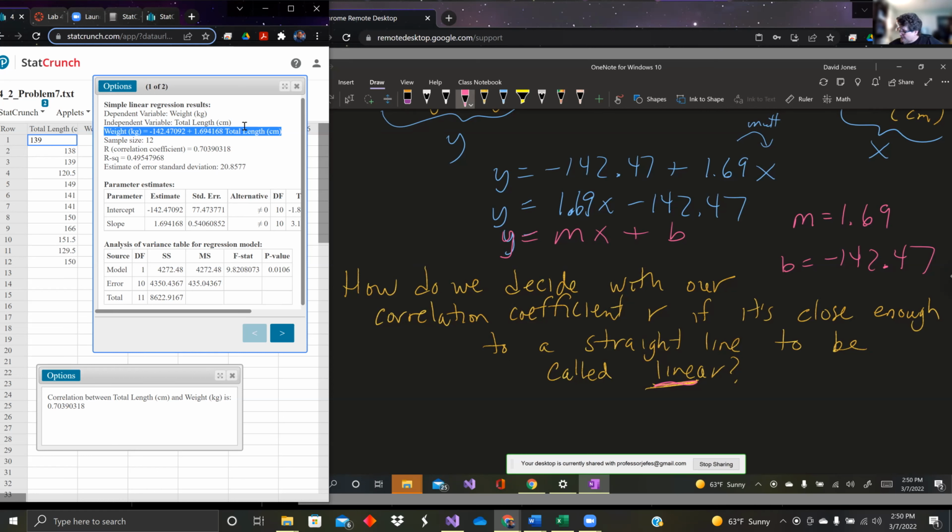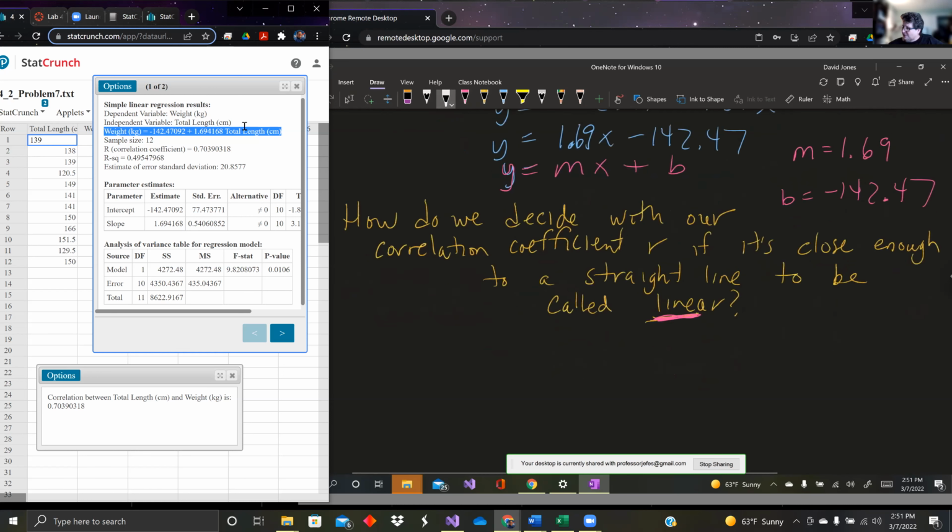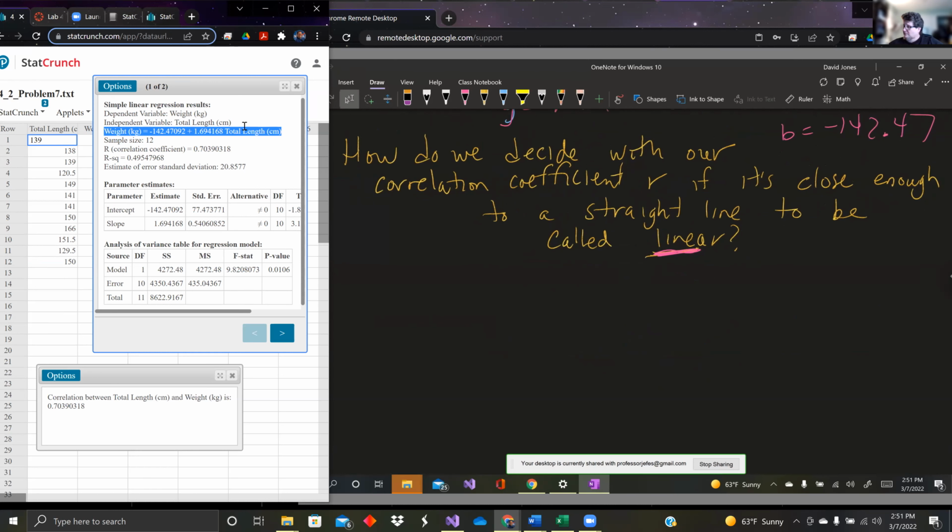I did not update the pink. There we go. So I'm going to show you how it works, but maybe we should talk about R and what it means. Like, what's going on with values of R? Let's talk about the properties of R.